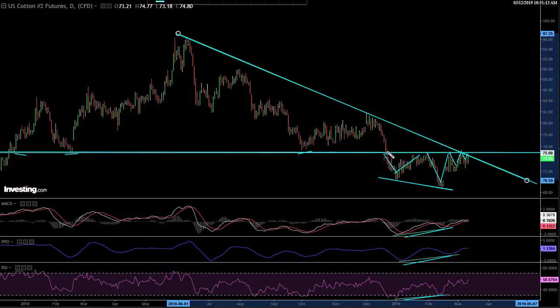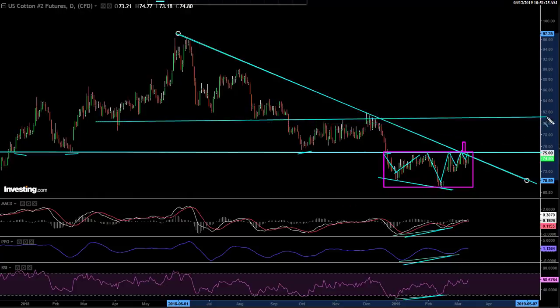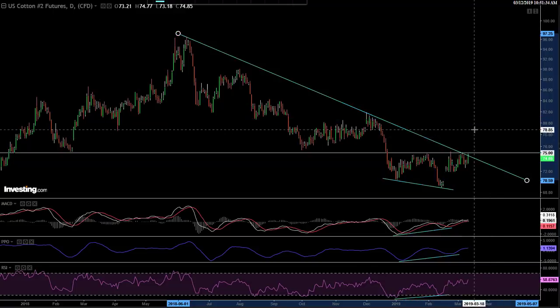Need to break above this basing pattern, and so an impulsive break above both the downtrend line and the $75 level, which coming together should bring cotton up to at least this 81ish level right there. It's a rough line, and possibly more. So that's one on watch.